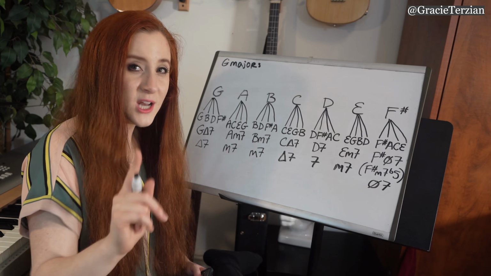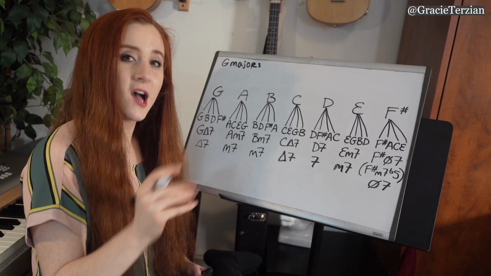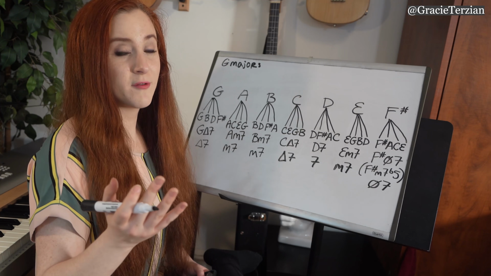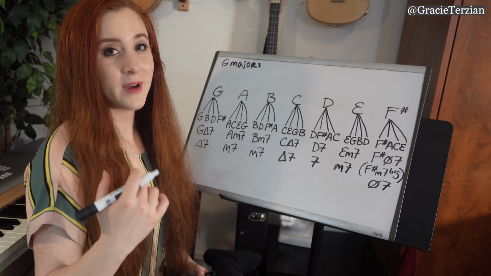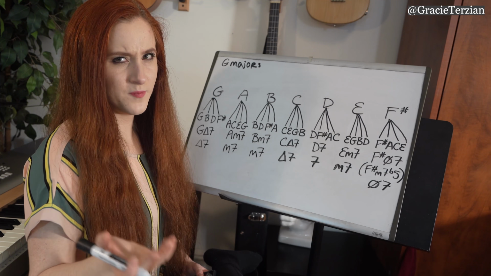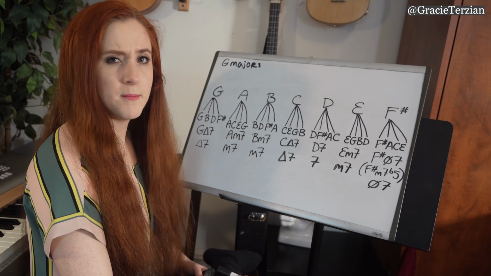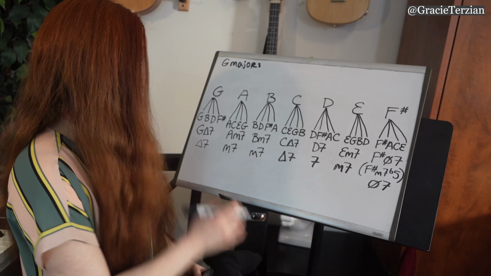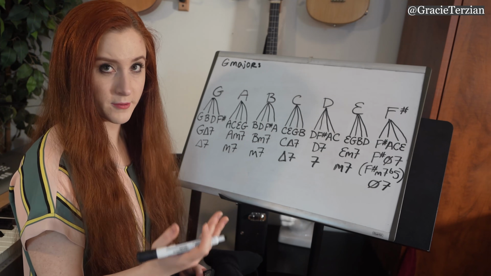Whenever we have a major chord, we are going to write an uppercase number 1. And whenever we have a minor chord, we are going to write a lowercase number 1. So is this first chord a major or minor chord? G major 7. It's a major chord, right?